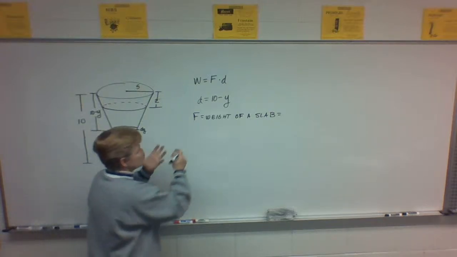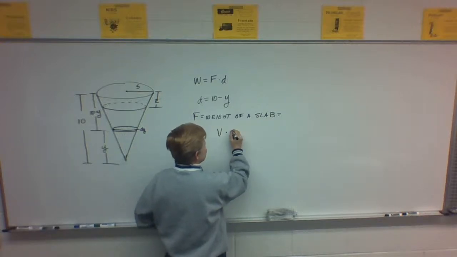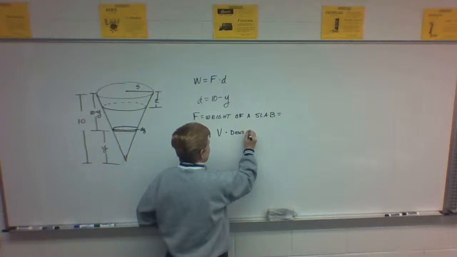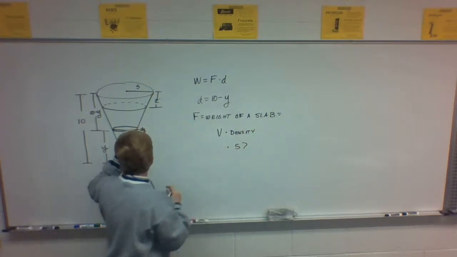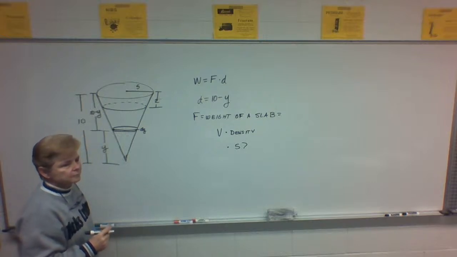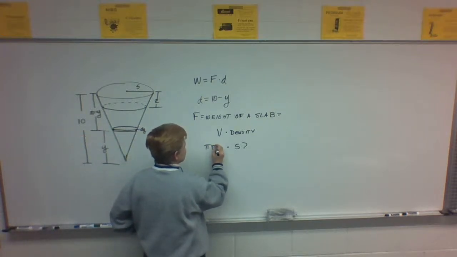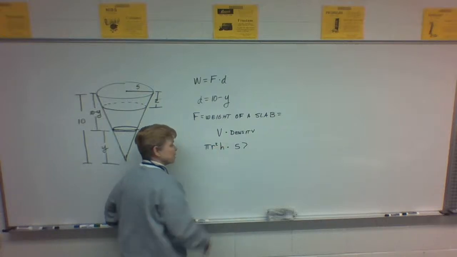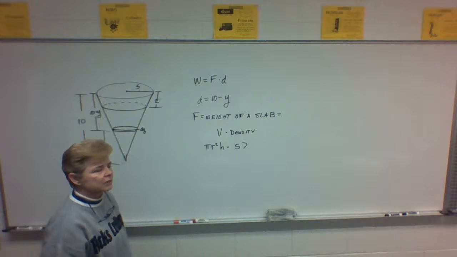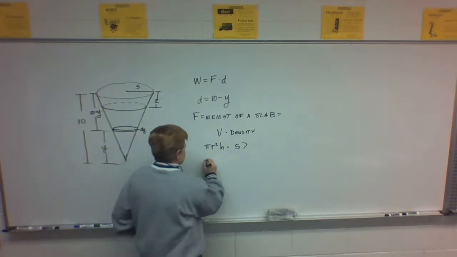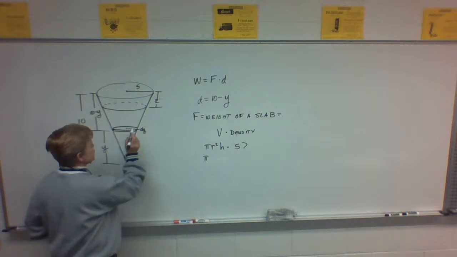Yes. So to find the weight, we would take the volume of the slab and multiply it by the density of the substance. In this case, that's 57. But what's the volume of that slab? Pi r squared h, because that slab is a cylinder. Very short cylinder, but it's a cylinder, isn't it? Pi. Now, what is r? I need to know the radius of this slab to figure out the volume.